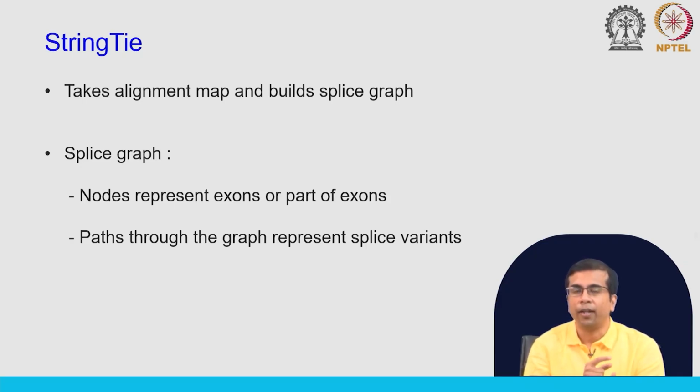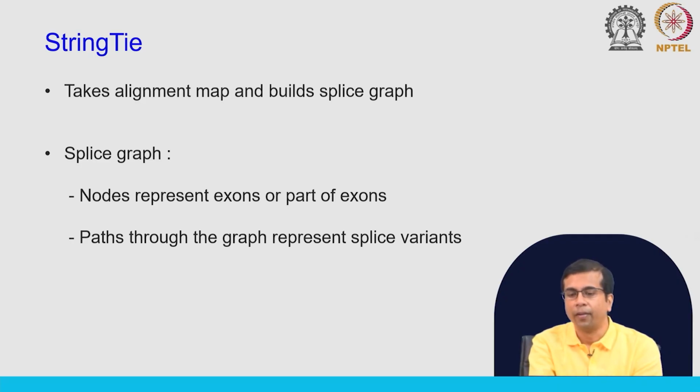So, maybe you can traverse through this splice graph from exon 1 to exon 2, maybe to exon 5, then to exon 8. This would be a splice variant, where you have exon 1, exon 2, exon 5 and exon 8. So, this is again kind of an isoform. You can use this splice graph to identify which variants are present in your sample or in your data.